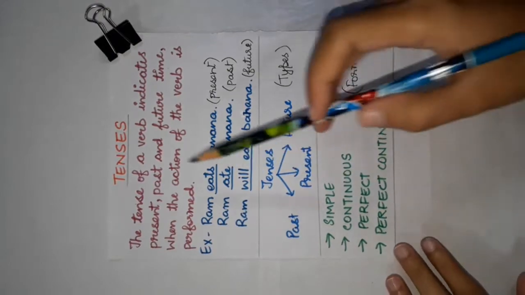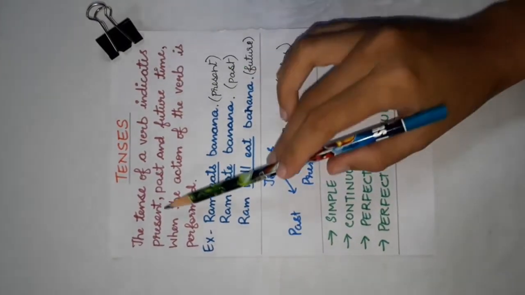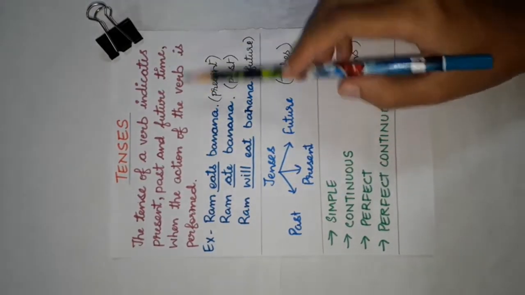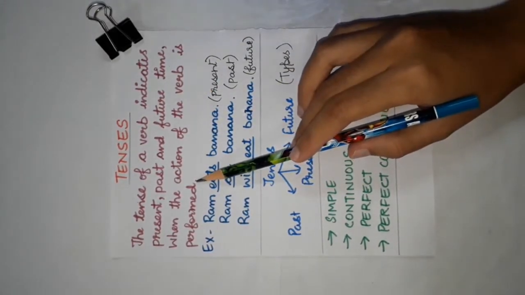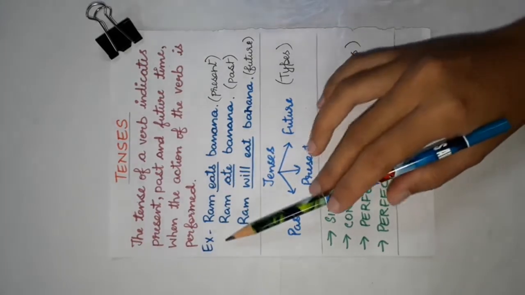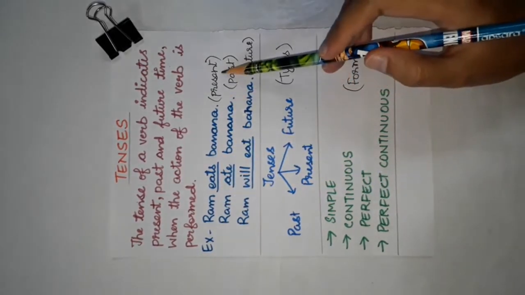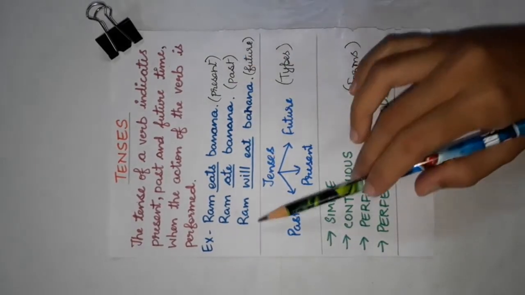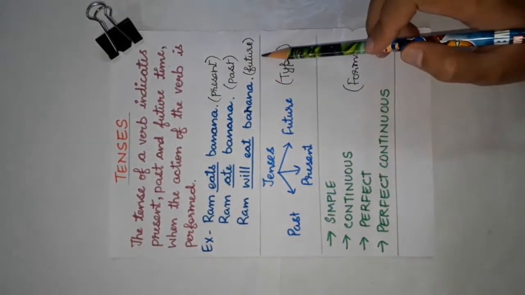The tense of a verb indicates present, past and future time when the action of the verb is performed. It is called tense. Example, Ram eats banana, that will be in present tense. Ram ate banana, past tense. Ram will eat banana, future tense.